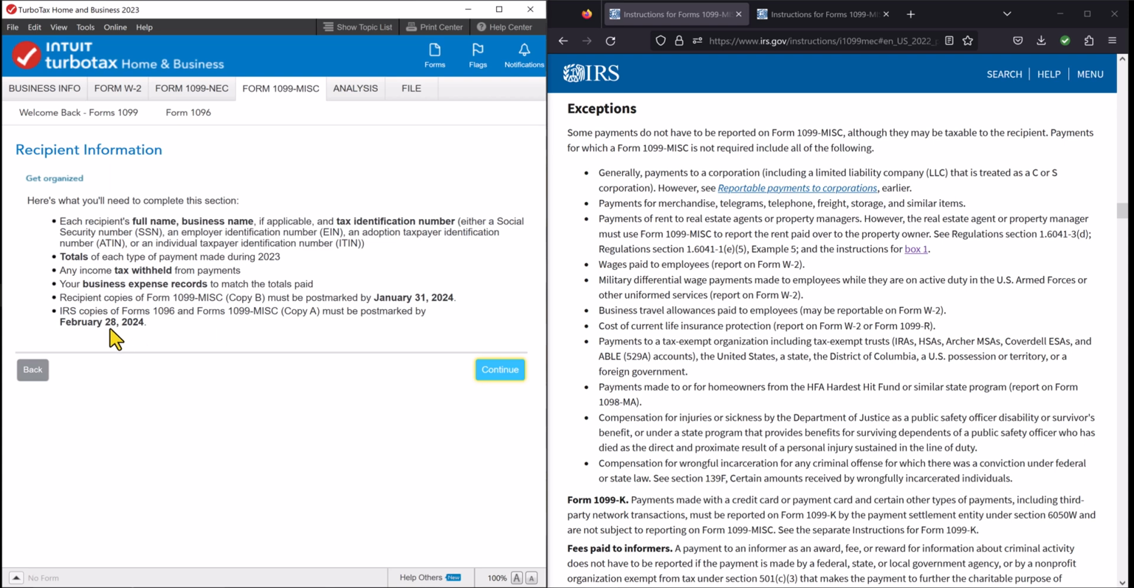The IRS copy is February 28th. I don't know why anybody would wait a month. Just do them both at the same time. There's no reason to wait. Ideally, best practice, just get them done by the 31st. Then you never have to think about them again.